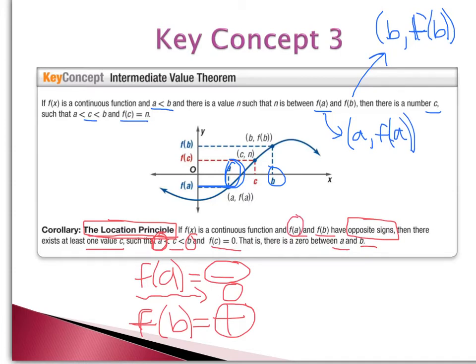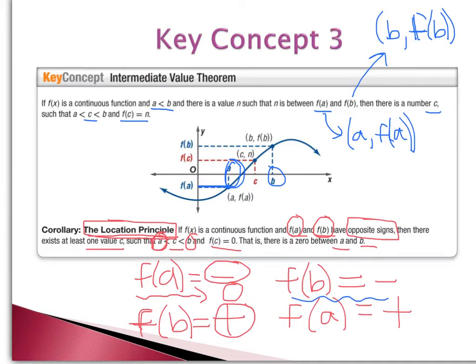And that's what this location principle is talking about, that when you have a y value f of a that is negative, or vice versa, if f of a is positive and f of b is negative, we could have it the other way. In between these two values, when we're switching from a negative y-coordinate to a positive y-coordinate, we're going to have to pass 0. Because on a number line, when we switch over from negative numbers to positive numbers, we pass through 0.